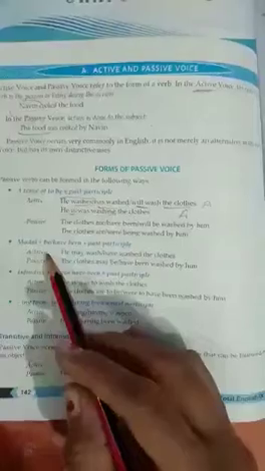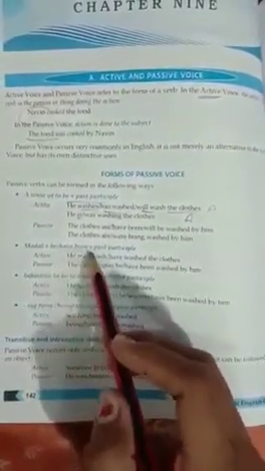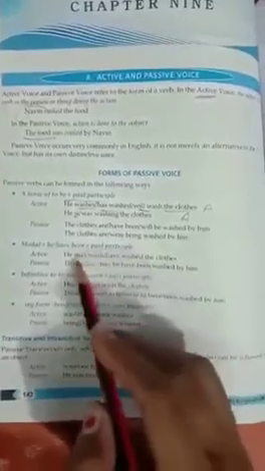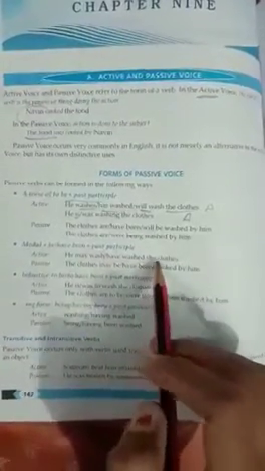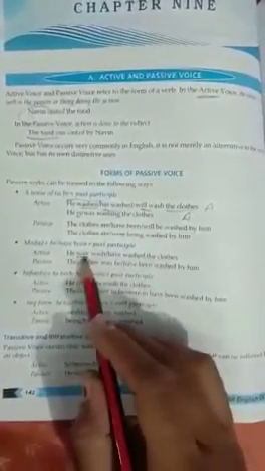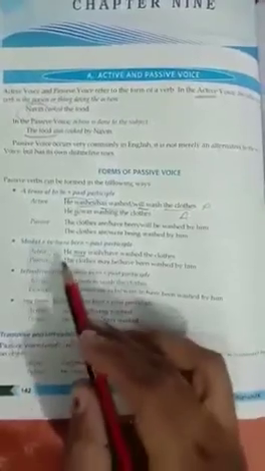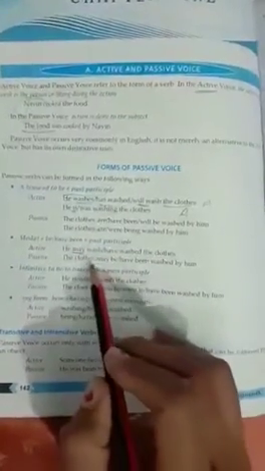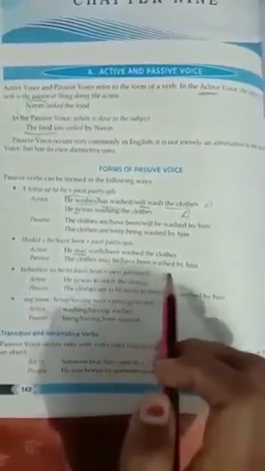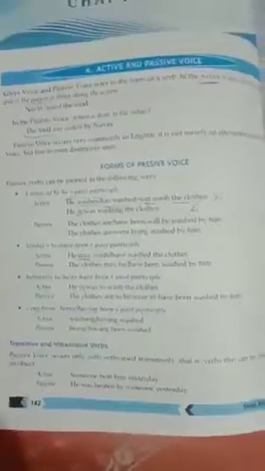In the second, past participle, modal plus be or have been plus past participle. He may wash, have washed the clothes, that is modal. The clothes may be or have been. The clothes may be or have been washed by him. This is the form of passive voice.